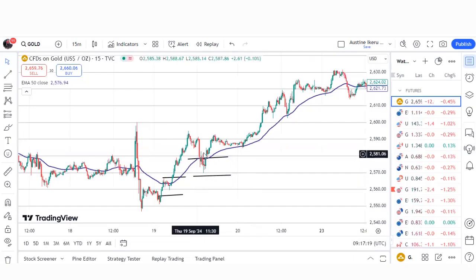And then you can ride this trend. So what you are doing here is waiting for the price to make a pullback. Each time price makes a pullback to the moving average, you take a buy trade. So this is how you trade based on moving average.